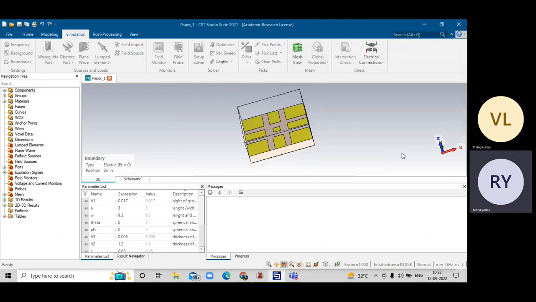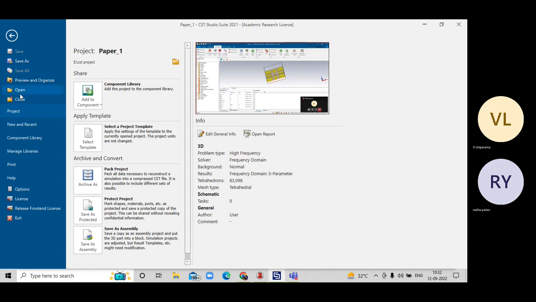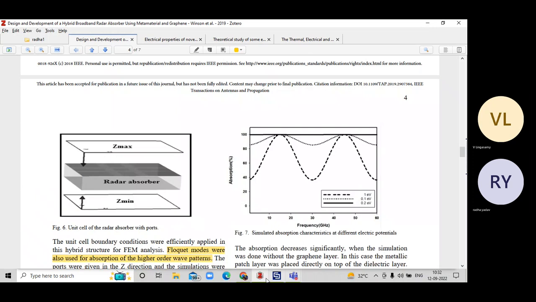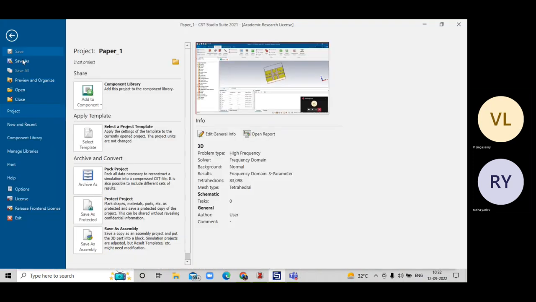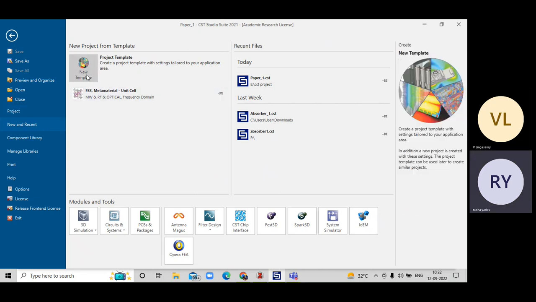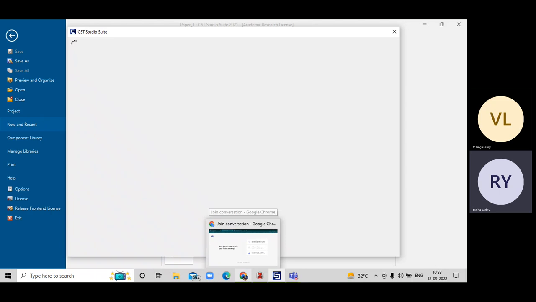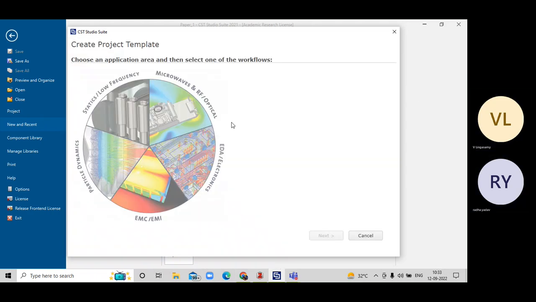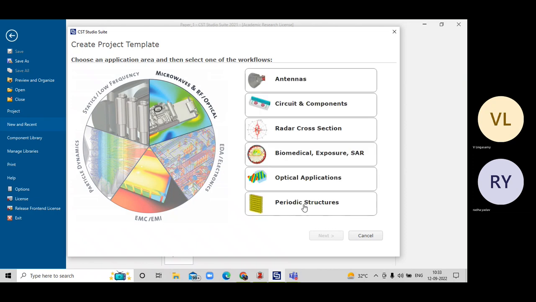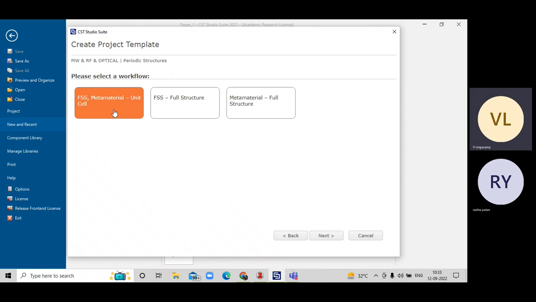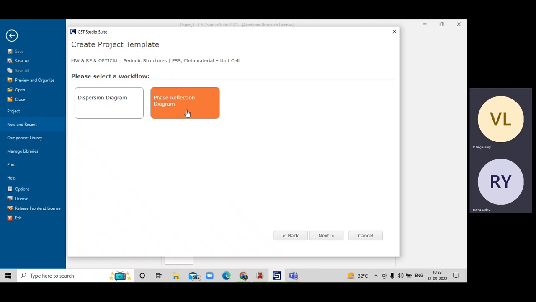Sir, can we try to design a new one already? Yeah, please. New project, new template, right? Yeah, new template. Actually, my laptop is a little bit slow. Yeah, it's okay, no problem. And so, metamaterial, unit cell. Yeah, unit cell. Phase reflection diagram, yes.